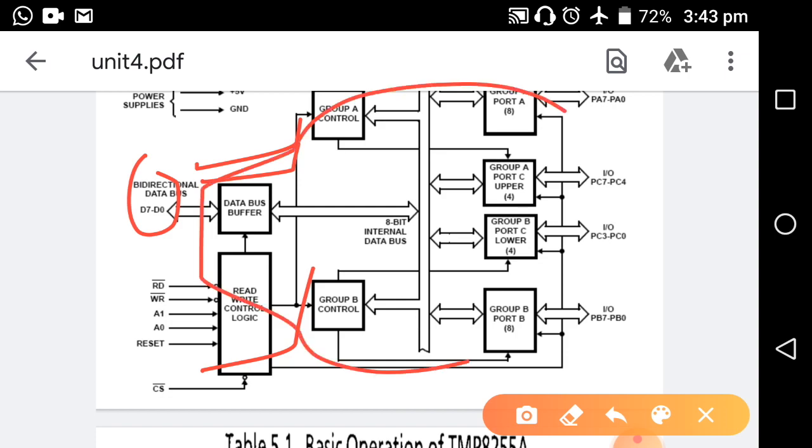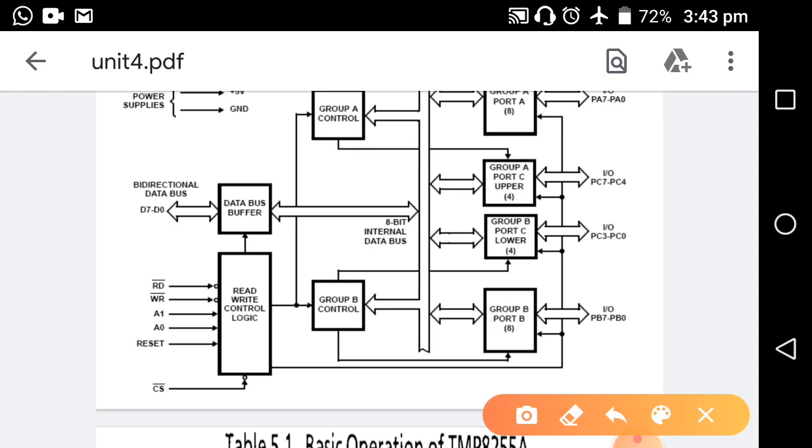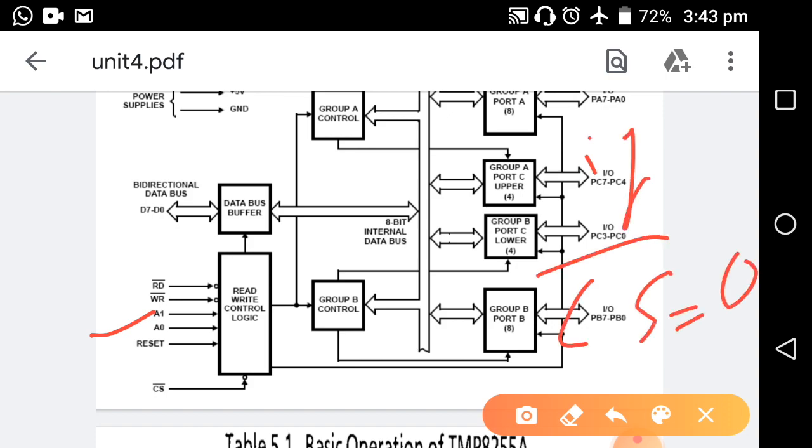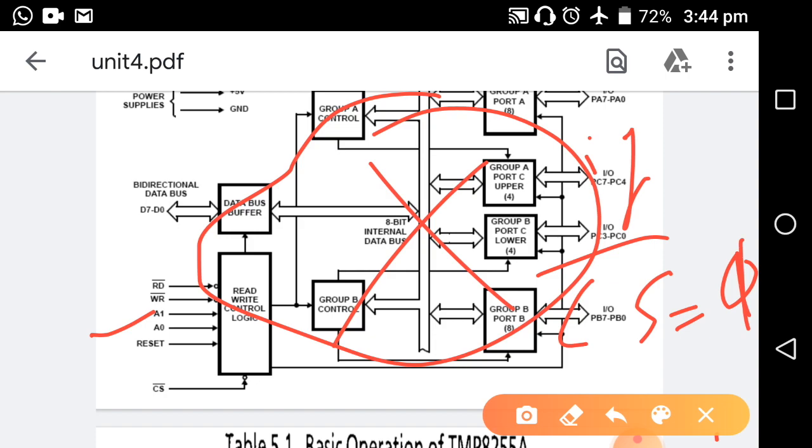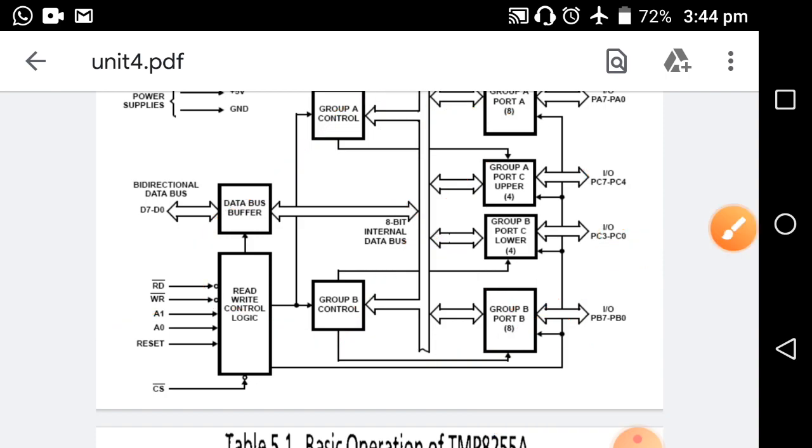This all the circuitry, all the architecture will work only and only if the chip select bar signal, which is this, is active low. Okay, if the CS bar signal equals 0, all these circuitry are enabled and only then works. Okay, and if the CS bar is 1, then all the circuitry will not work. So to enable the 8255 IC chip, we have to make low the chip select.